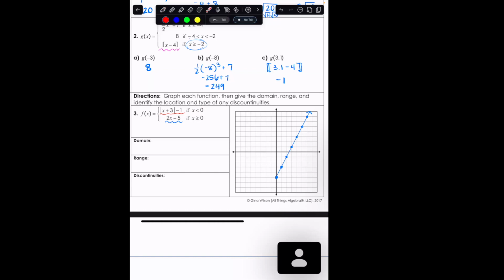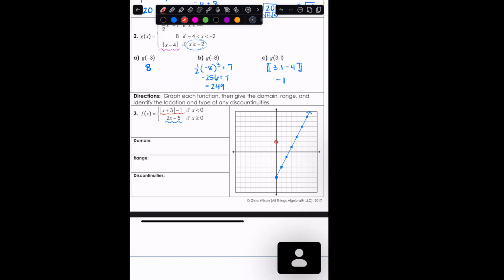All right, for the other side of the graph, I'm still going to plug in 0, and because it is not equal to, I'm going to have a hole there, so it's going to be an open circle, but I'm still going to plug it in, right? So 0 plus 3 is 3. The absolute value of 3 is 3. 3 minus 1 is 2. So I have the point 0, 2, and it's going to be an open circle.